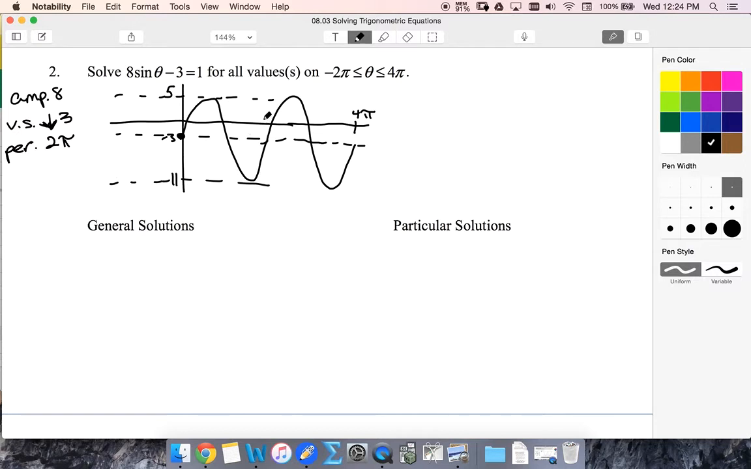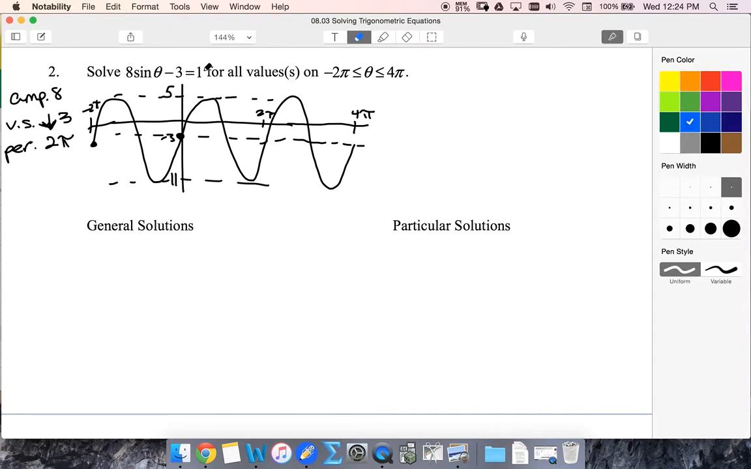When I completed the first cycle, I was at 2 pi. I'm going to complete a cycle this way. That's -2 pi. All right, so now I want y equals 1. So y equals 1 is going to be this line up here. Okay, so I can see that in my domain from -2 pi to 4 pi, I should have 1, 2, 3, 4, 5, 6 solutions.